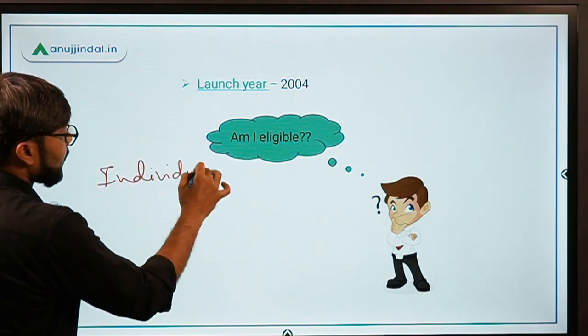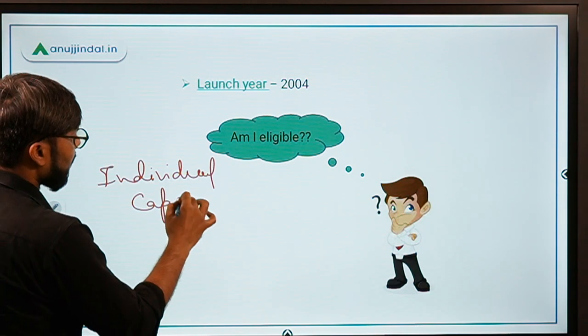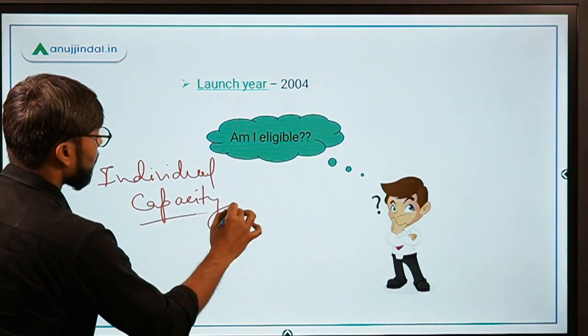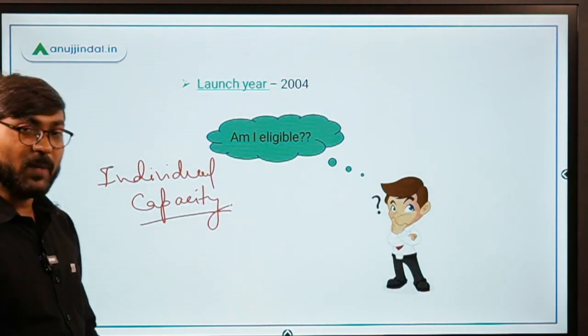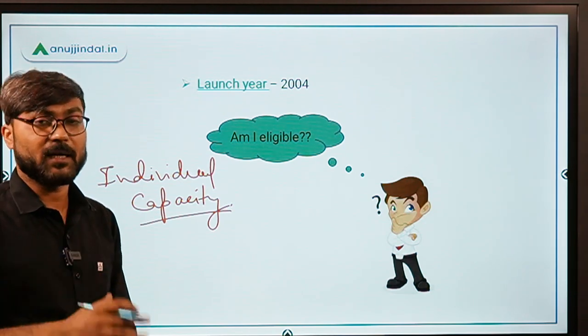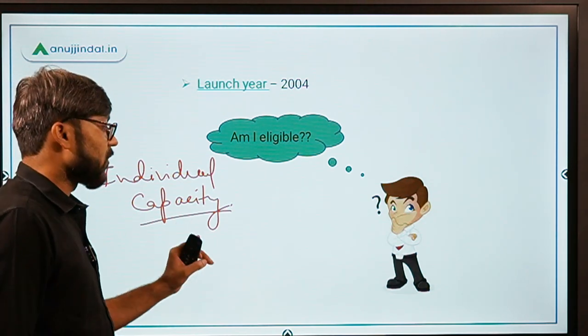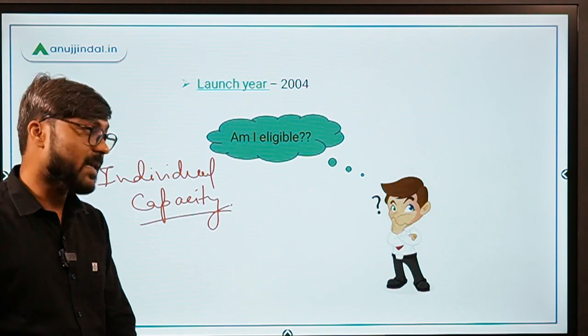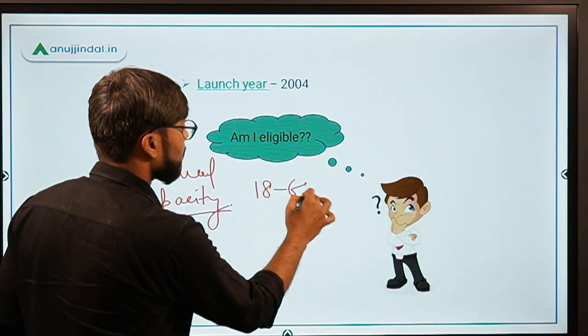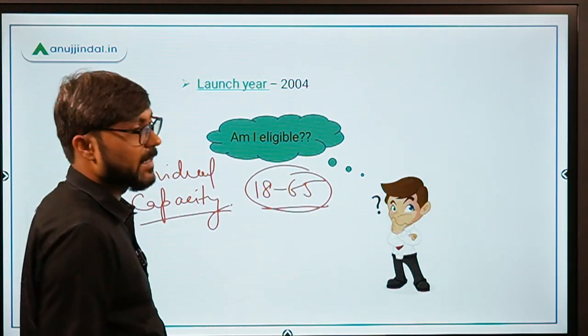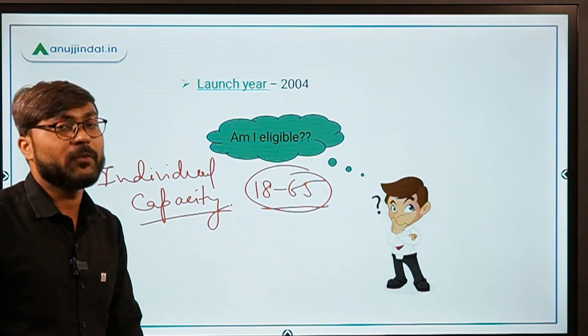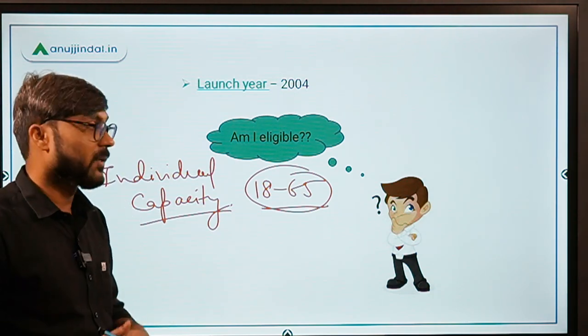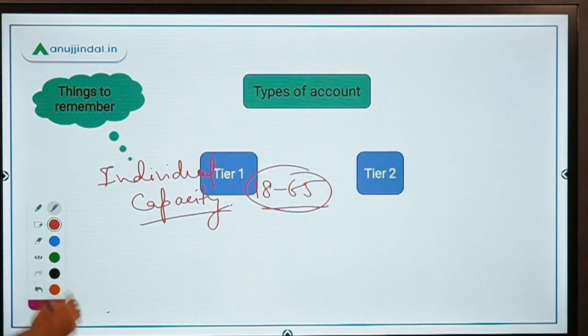All right, it can be held in individual capacity only. Matlab, you cannot open an NPS account with your spouse. Apne spouse ke saath apna NPS account nahi open kiya ja sakta. This account can only be operated in individual capacity if you are between the age of 18 to 65 years and a resident of India or a non-resident of India. You must be a citizen of India, that's it. Okay, so this is the eligibility.